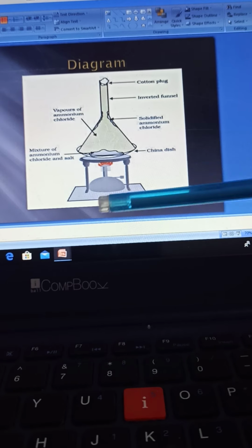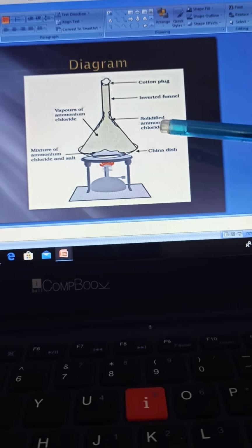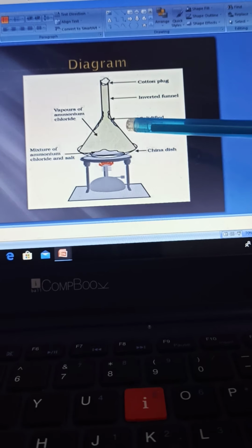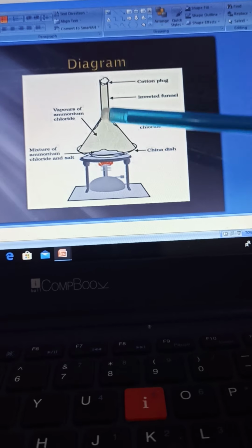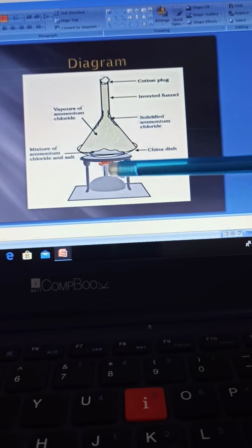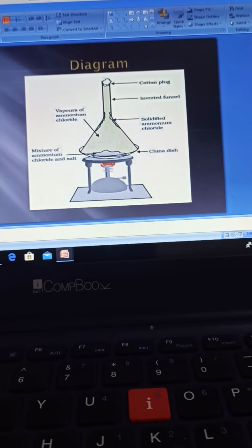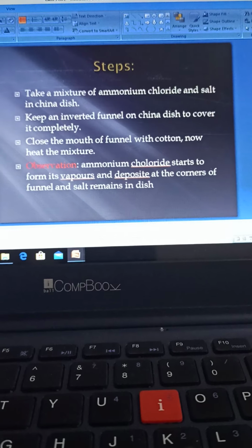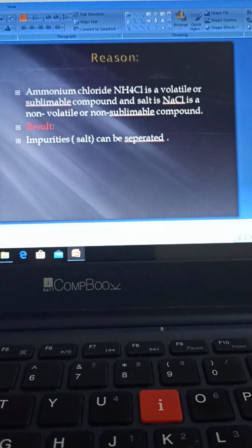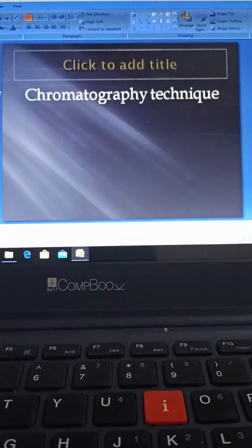This is known as sublimation, because ammonium chloride is a sublime compound. It will form its vapor, and hence this deposited material we can take out. So this is actual pure ammonium chloride, and previously it was a mixture of ammonium chloride and salt. Hence this is all about sublimation. So the steps are given and I explained already. So the result is impurities, which is salt, can be separated.